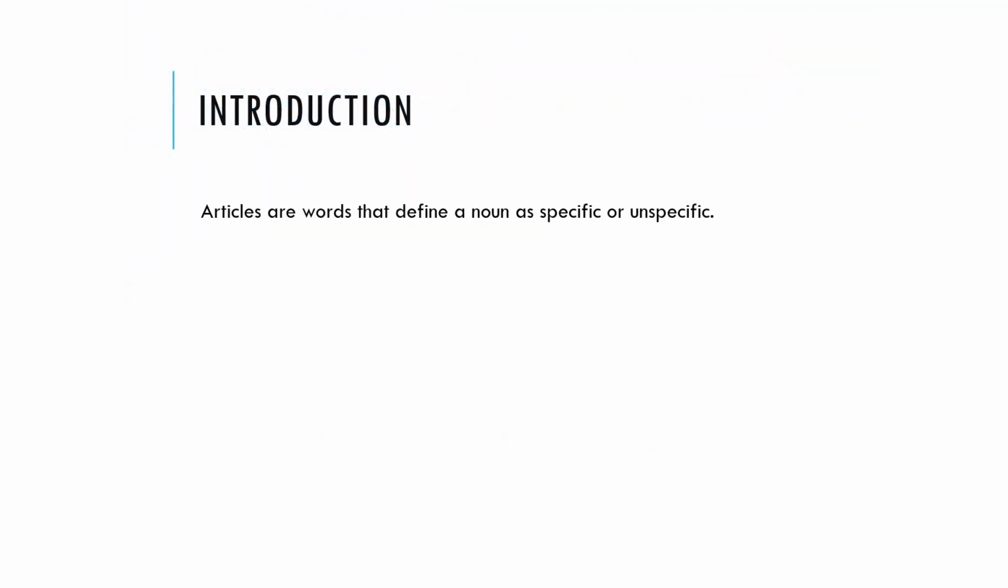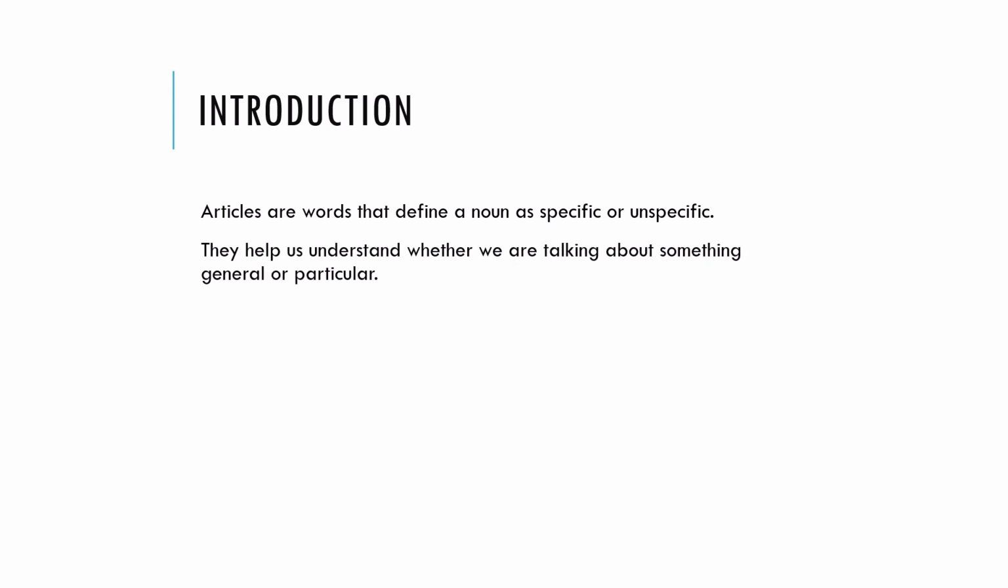Articles are words that come before nouns and help define whether the noun is specific or non-specific. In simple words, articles tell about a person, place, thing or idea. For example, I bought a book. Here a means any book, not a particular one. I bought the book. Here the means a specific book. So articles give more meaning and clarity to our sentences.